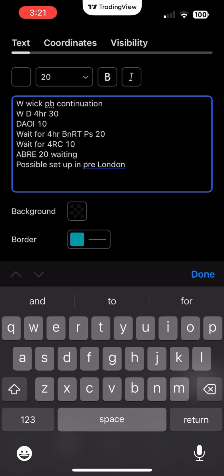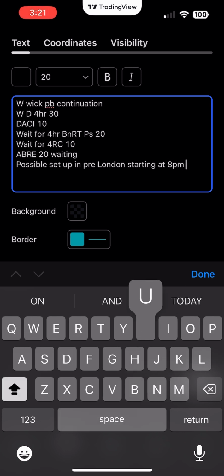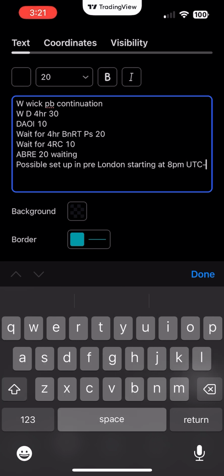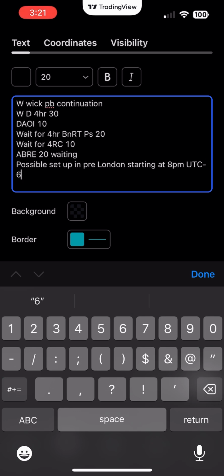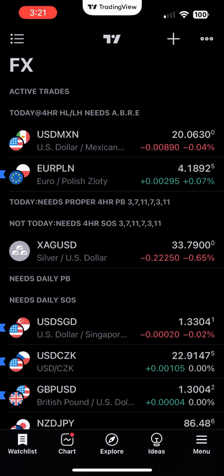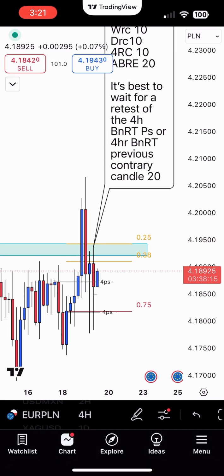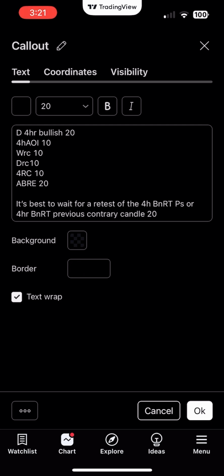Basically, we have 30% for the trend, another 10 for the area of interest. That's 40. If we get the break and retest of the previous structure, that is another 10, so we'll be at 50, then 10 for the 4-hour rejection candle, and then another 20 for the accumulation break retest.